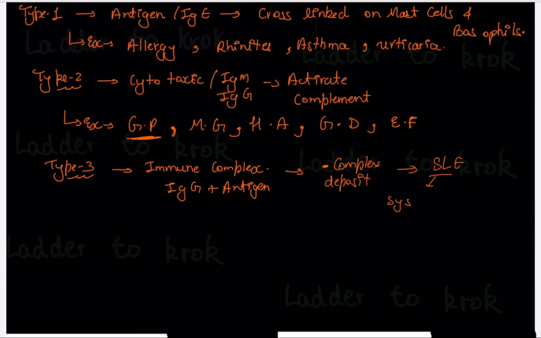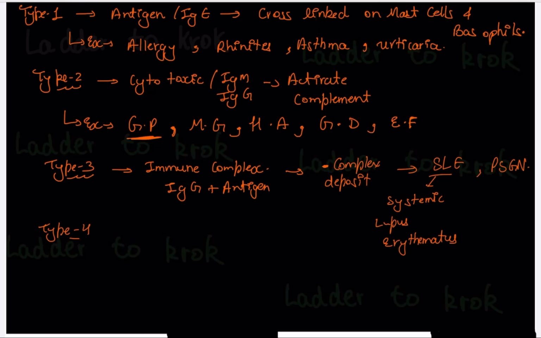The examples are SLE, systemic lupus erythematosus. Butterfly rash, as I already told you, those things. And then next is nephritis, any type of nephritis. The most commonly asked is PSGN, post streptococcal glomerulonephritis.